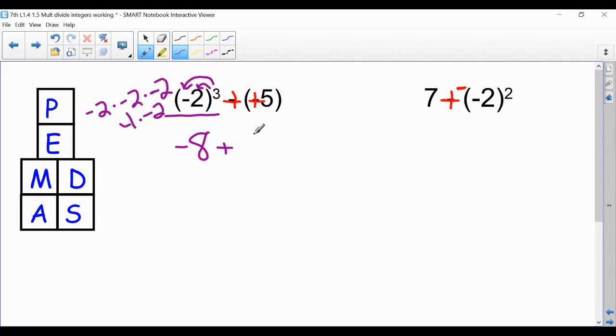And then we have +5 that we bring down. Different signs, find the difference. -8 plus 5. 8 minus 5 is 3. Answer gets the sign of the larger number. This answer is -3.